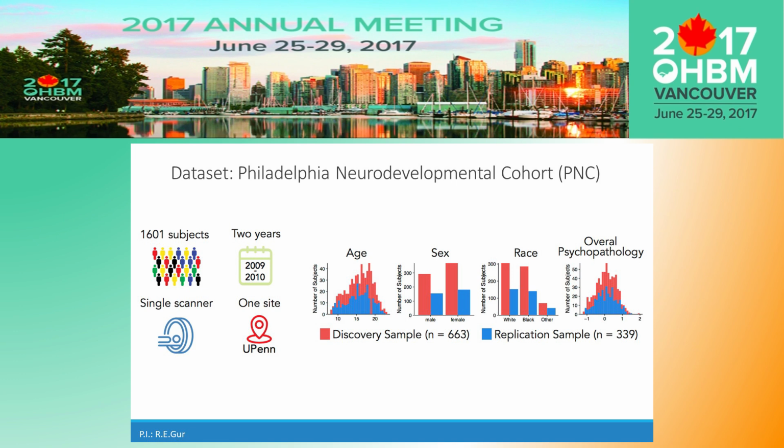So we studied 999 participants from the Philadelphia Neurodevelopmental Cohort who received fMRI as well as comprehensive psychiatric evaluations. First, we subdivided this sample into two parts: the discovery sample with 663 subjects, and the replication sample with 339 as a replication data set. Both of these data sets are matched in terms of age, sex, race, and overall psychopathology.